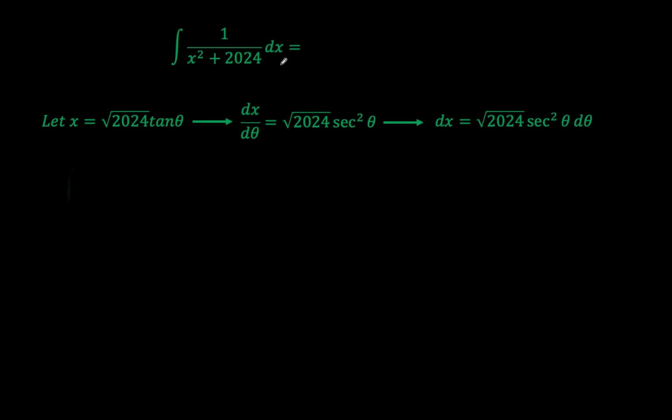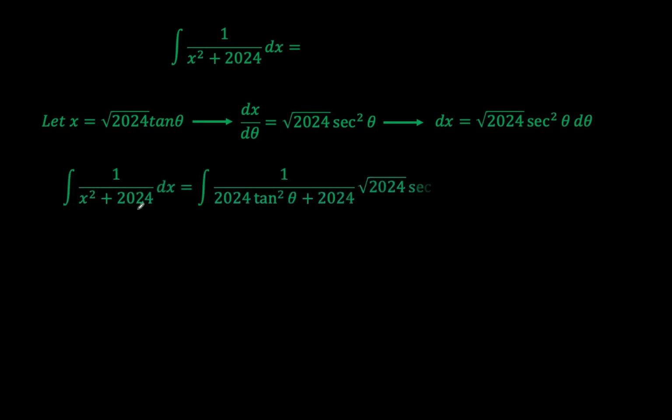So this is dx here. Now this integral, the integral of 1 over x squared plus 2024, becomes 1 over, in place of x squared, we have the square of this, which is 2024 tan squared theta plus 2024. And then in place of dx, we have the square root of 2024 sec squared theta d theta. So in the denominator, we can factor 2024 out, and so we have 2024 times tan squared theta plus 1 in the denominator.